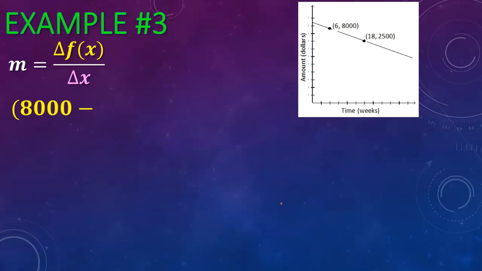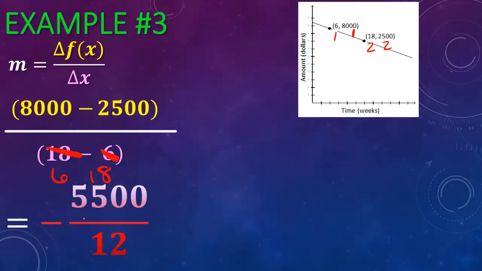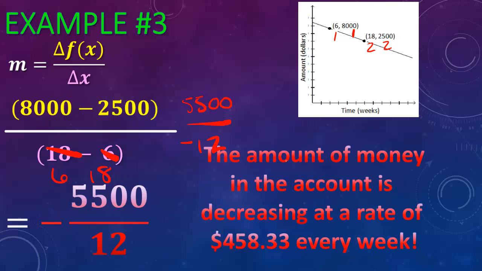All right, so in this example, I'm going to make this 1, 1. So my x is going to have to be that one, and then this is going to be 2, so that one will have to be 2. So I'll do 8,000 minus 2,500, and that'll be over 18 minus 6, and that's actually wrong. This should be 6 minus 18, which will give me negative 5,500 over 12, because this is 5,500 positive, and that's a negative 12. So we do the division on that, and we get that the amount of money in the account is decreasing at a rate of $458.33 every week.